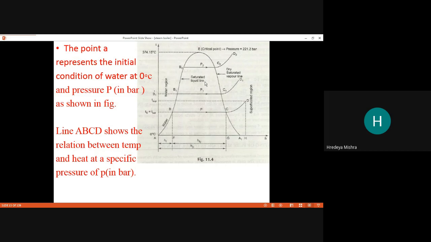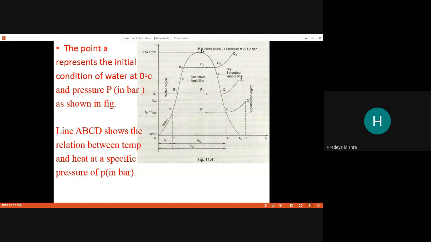So next, the point A. Here you can see this is the other diagram, the T and H, temperature and enthalpy diagram. Here you can see the maximum temperature which is gained by water steam is 374.5 when we increase the heat.